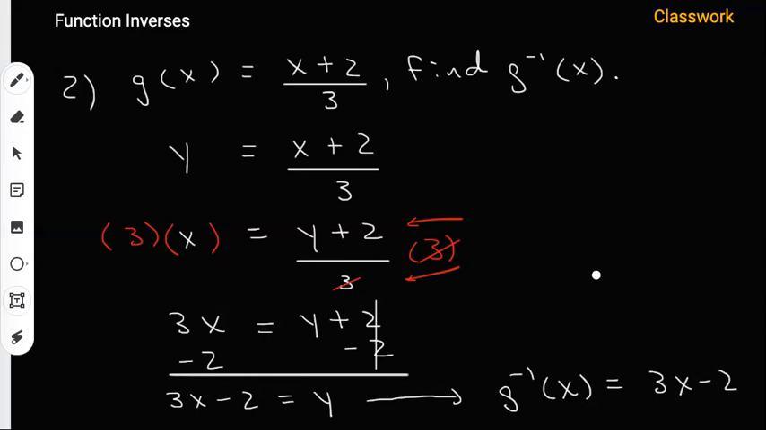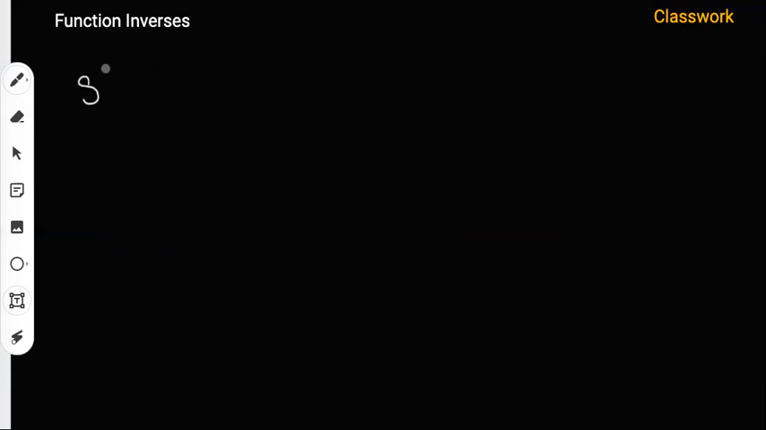Okay? So if my function is x plus 2 over 3, then the inverse of that would be 3x minus 2. And I'm going to verify that by composition. So let's take a look at that on the next slide. Okay, so my inverse was 3x minus 2. My original function was g of x is equal to x plus 2 over 3.